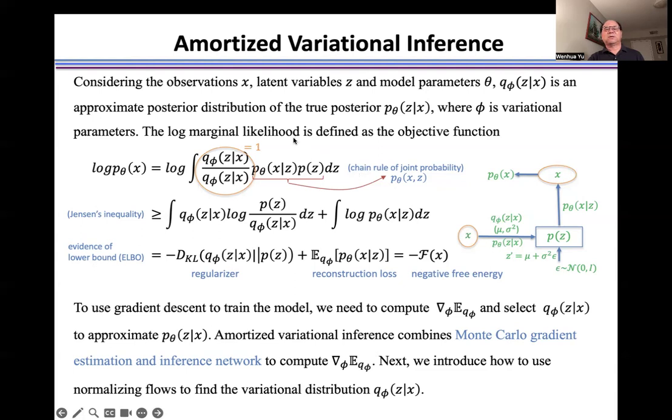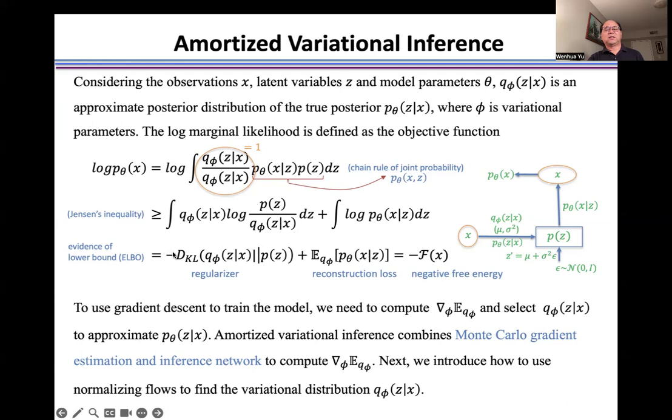The log marginal likelihood is defined as an objective function. First, we use the chain rule to express this marginal likelihood as a marginal of the joint probability over Z. And using a factor of 1, we use Jensen's inequality to get a lower bound of the log marginal likelihood.